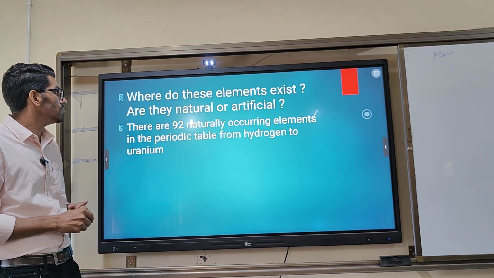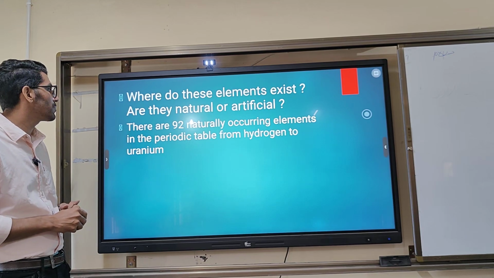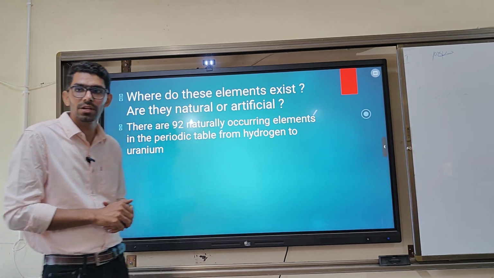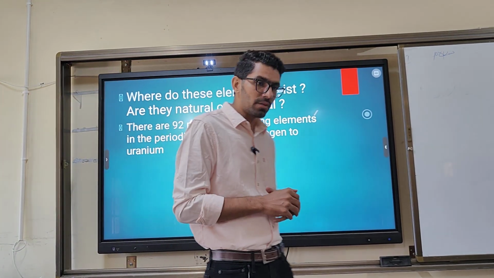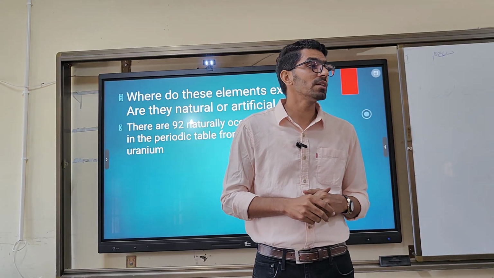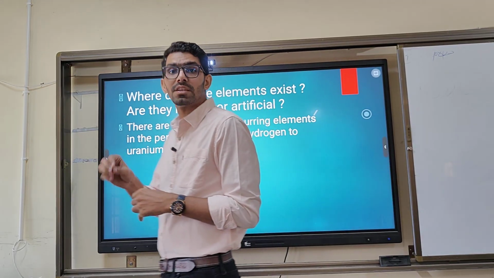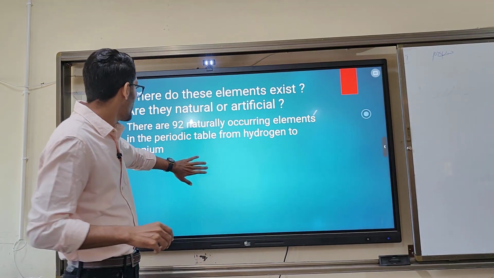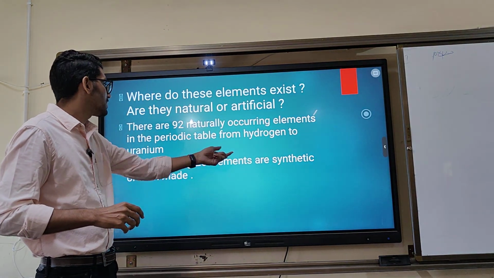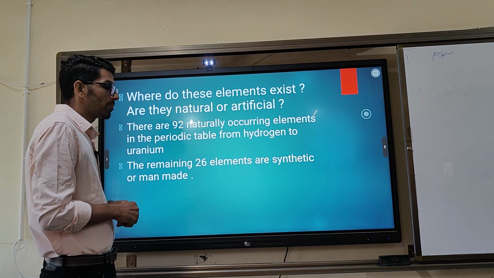There are 92 naturally occurring elements in the periodic table from hydrogen to uranium. After uranium, elements are known as transuranic elements, which means those elements are synthetic or man-made. So the remaining 26 elements are synthetic or man-made.